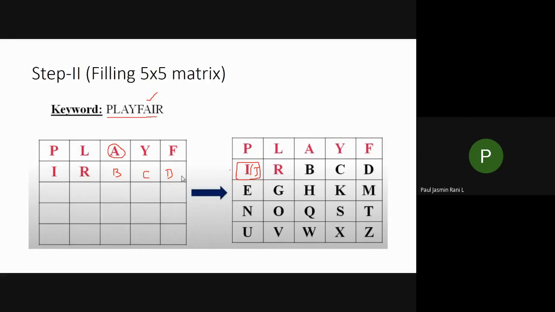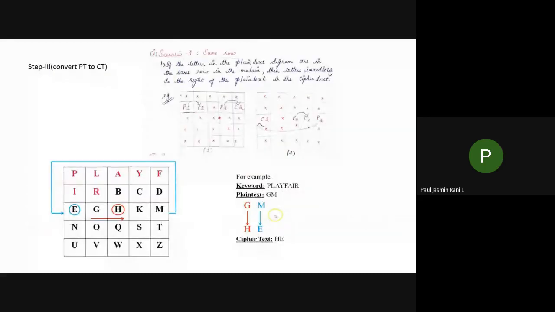Now we have completed filling our matrix. The 5 cross 5 matrix is over. Whenever any keyword is given to you, you have to fill it like this. Next, the main thing: you have to convert your plain text into your ciphertext. PT is plain text and CT is ciphertext. First, we have already split our plain text into pairs. In that pair, you consider the first alphabet as P1 and the second alphabet as P2.